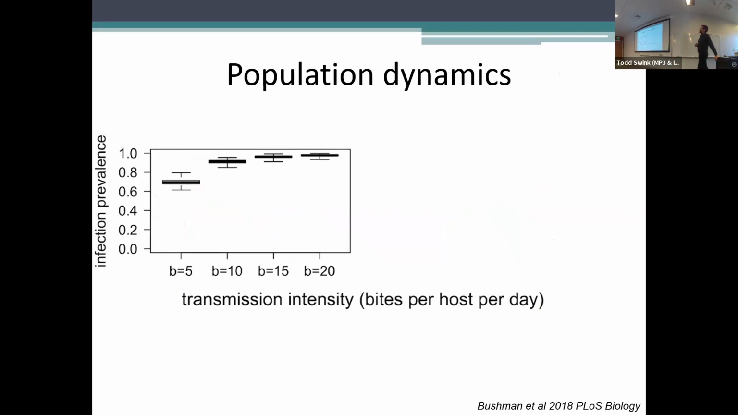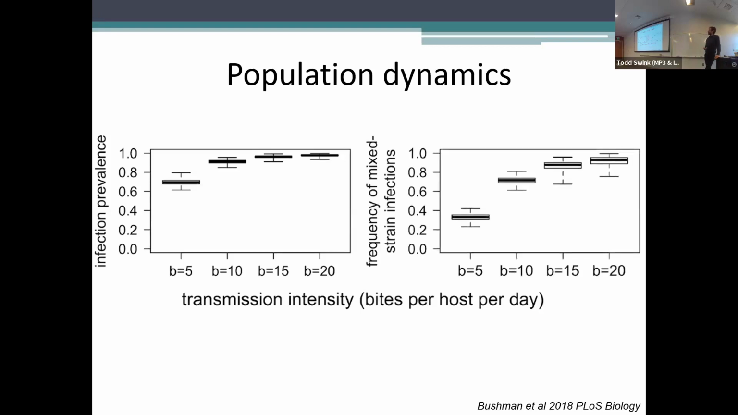Now we look at the population level dynamics. So this is the bites per host per day, from 5 to 20, which is kind of consistent with some of the transmission intensities that we see in natural populations. What we can see is that the more bites you get, the more infection there is in the population. Makes perfect sense. Still good to know that the model works, right? So these are all the things you want to test. The frequency of mixed infections also goes up. That makes sense as well. More bites means more mixed strain infections. And this is also in line with a lot of epidemiological studies that have shown higher transmission areas get more mixed infections.